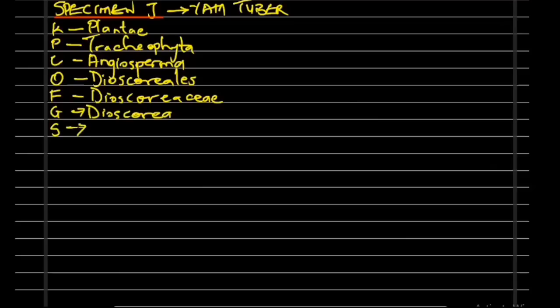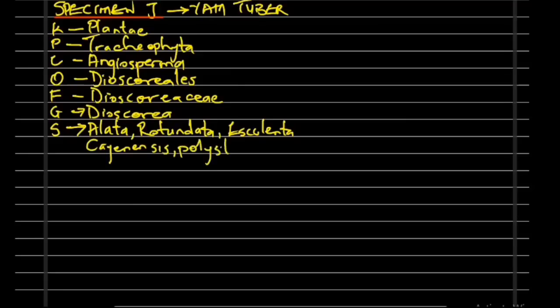Now for the species, we have so many species, so I'll just make mention of a few of them. We have Alata, we have Rotundata, we have Esculenta, we have the Cayenensis, we have the Polystachya. These are a few of the species in this particular genus.